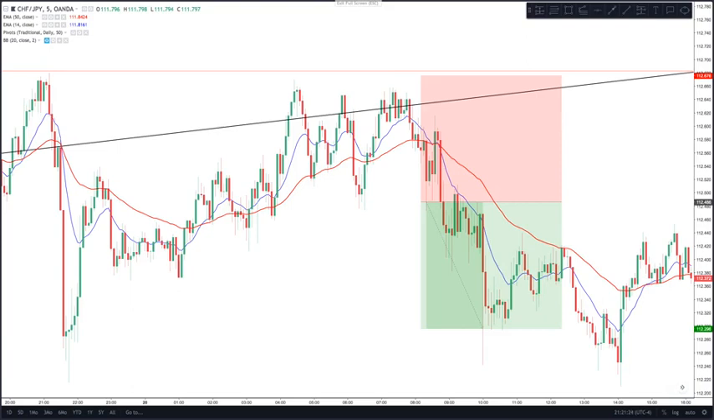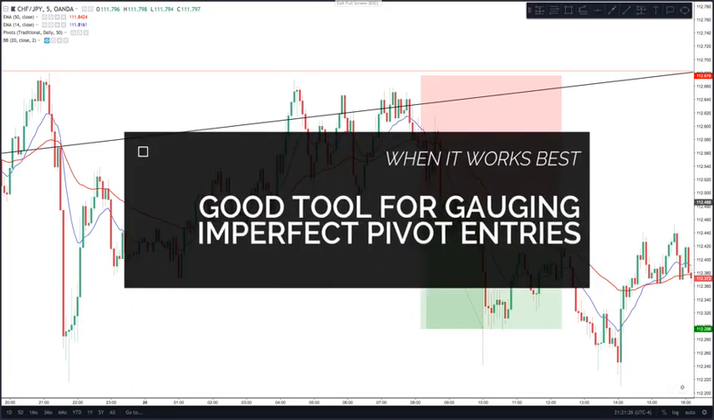Now you don't have to use this in addition to your pivot entries, but this does help a lot when you are trying to gauge a pivot entry that is imperfect.